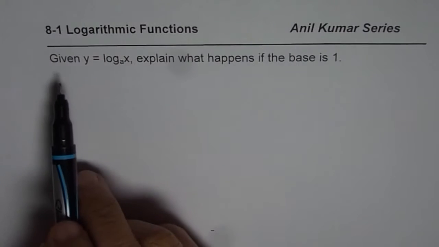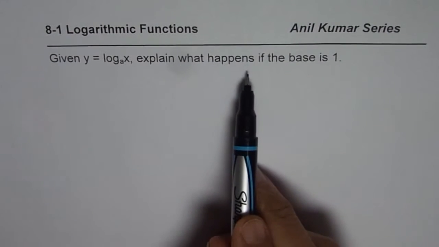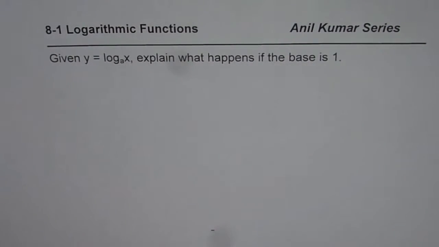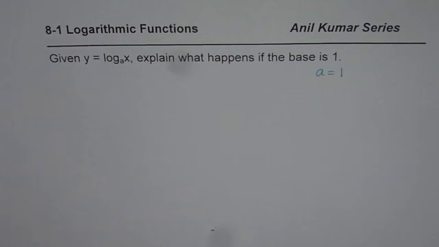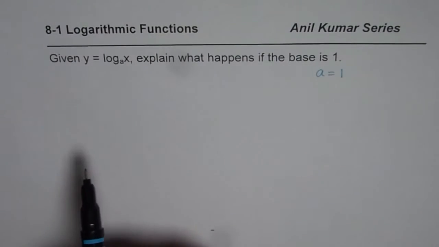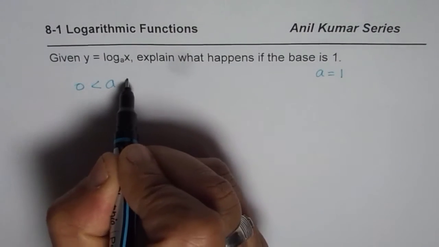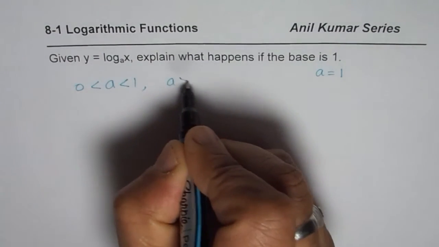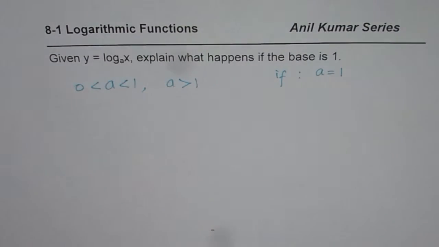The question is, given y equals log base a of x, explain what happens if the base is 1. That is to say, if a equals 1, then what will happen to this function? All the time we have been saying that when we are considering logarithmic functions, the base a is greater than 0 and less than 1, or a is greater than 1, right? Now the question is, if a equals 1, then what happens? That is the question for you. So you can pause the video and explain your answer, okay?